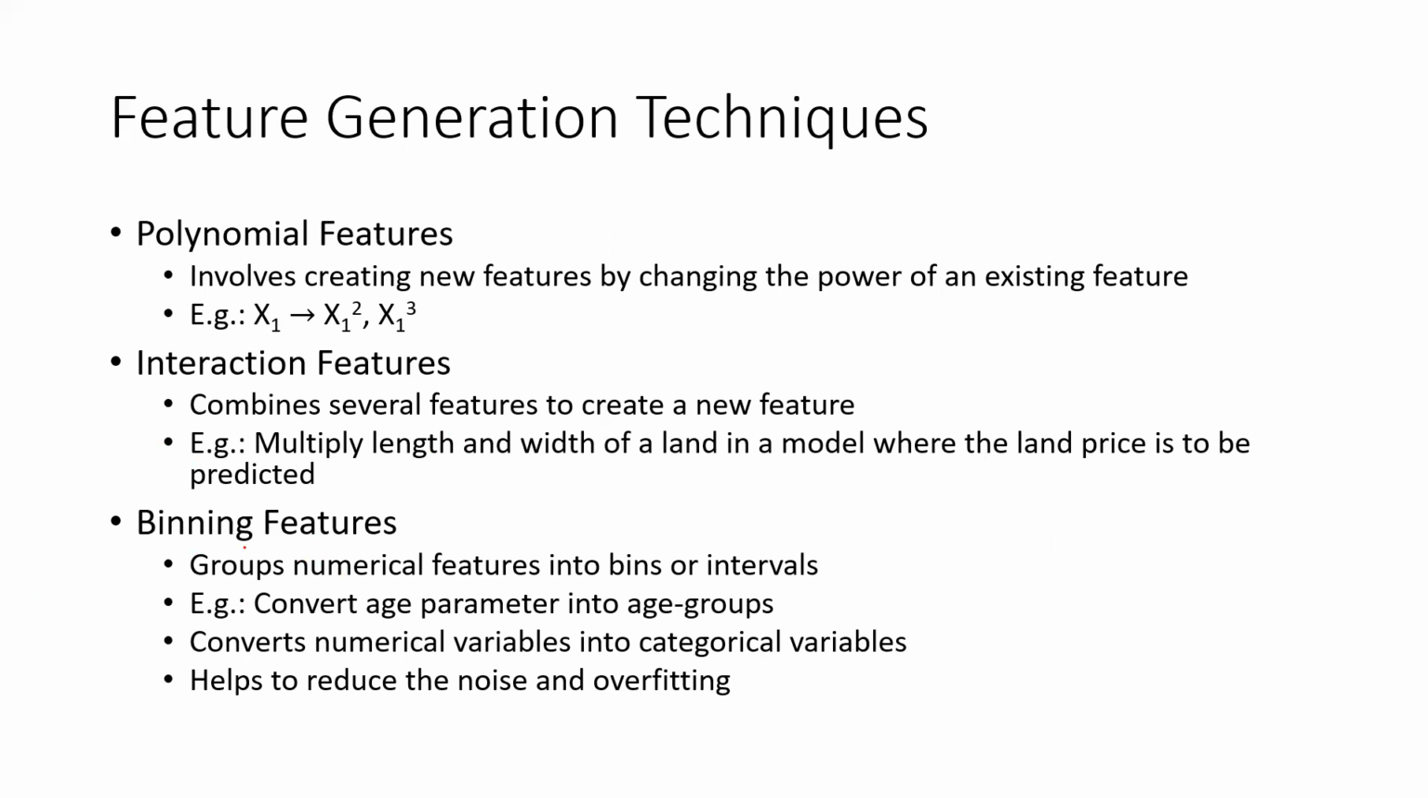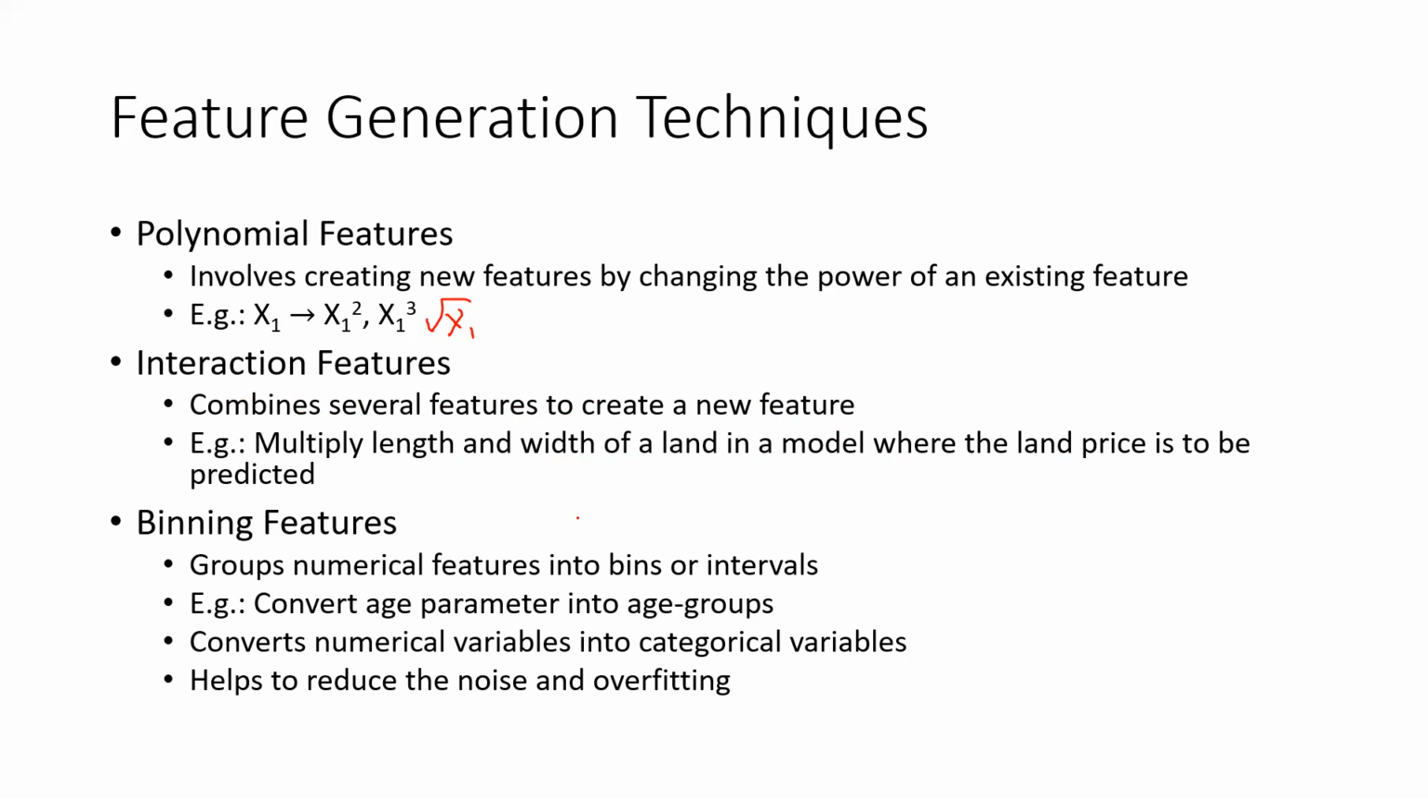And so there are several feature generation techniques like polynomial features. We have discussed it earlier, right? So instead of using the feature directly, you can take the polynomials of the feature. So not only higher degree polynomials, also lower degree polynomials as well, right? Like square root of x. And you can take the interaction features. That means you can combine several features to create a new feature, like multiply the length and width of a land to model the land price, which we have discussed many times, right?